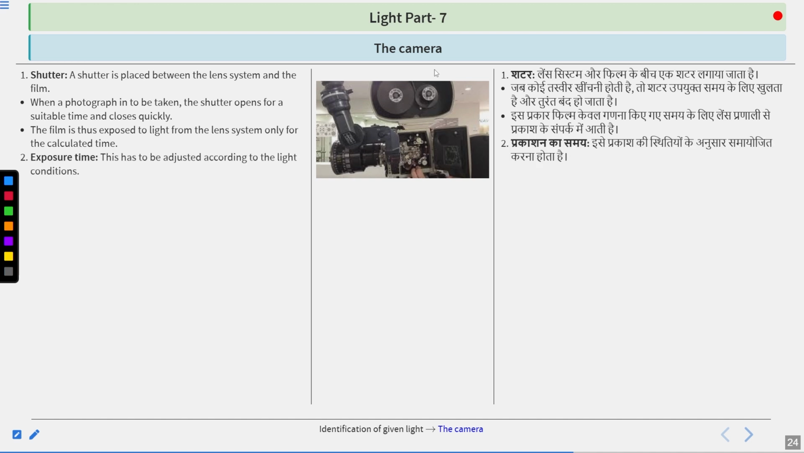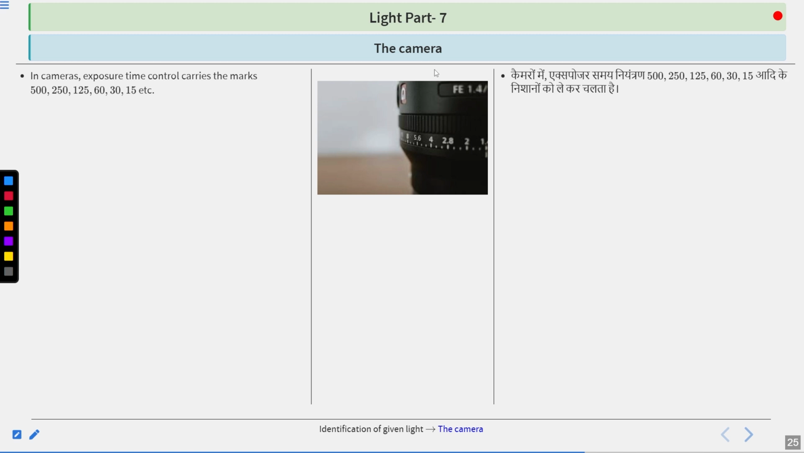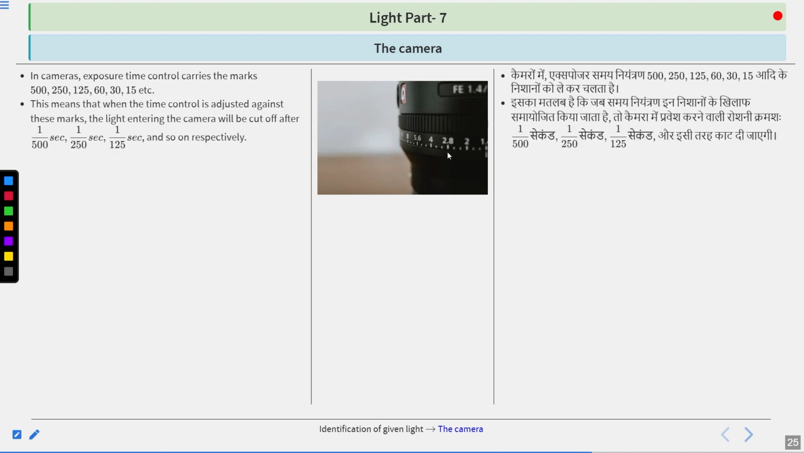Exposure time. This has to be adjusted according to the light conditions. In bright sunlight, exposure time has to be small. In shade or inside the room, the exposure time has to be larger. In cameras, exposure time controls carry the marks like 500, 250, 125, 60, 30, 15, etc. Here you can see this one. This means that when the time control is adjusted against these marks, the light entering the camera will be cut off after 1 by 500 second, 1 by 250 second, 1 by 125 second, and so on respectively.